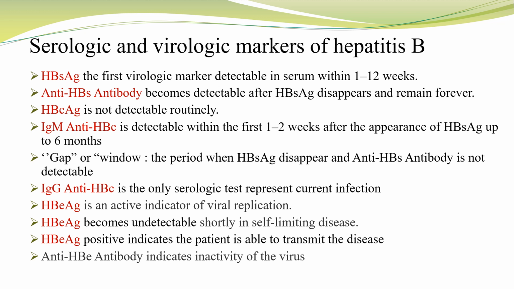As we see, there is a gap or window in here between the disappearance of HBs antigen and when we can detect anti-HBs antibody. So in this gap or window, the best marker is IgM anti-HBc.